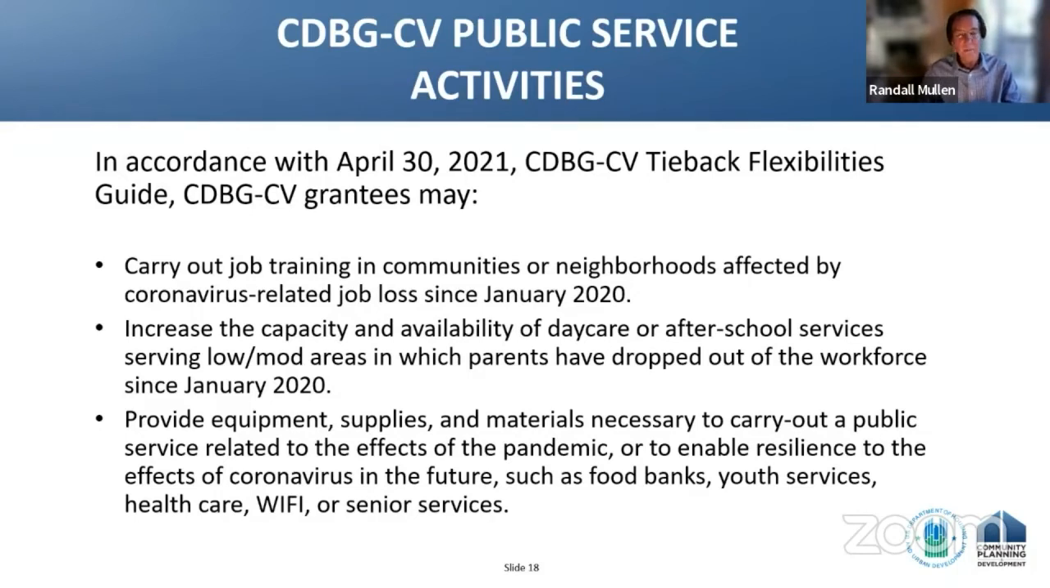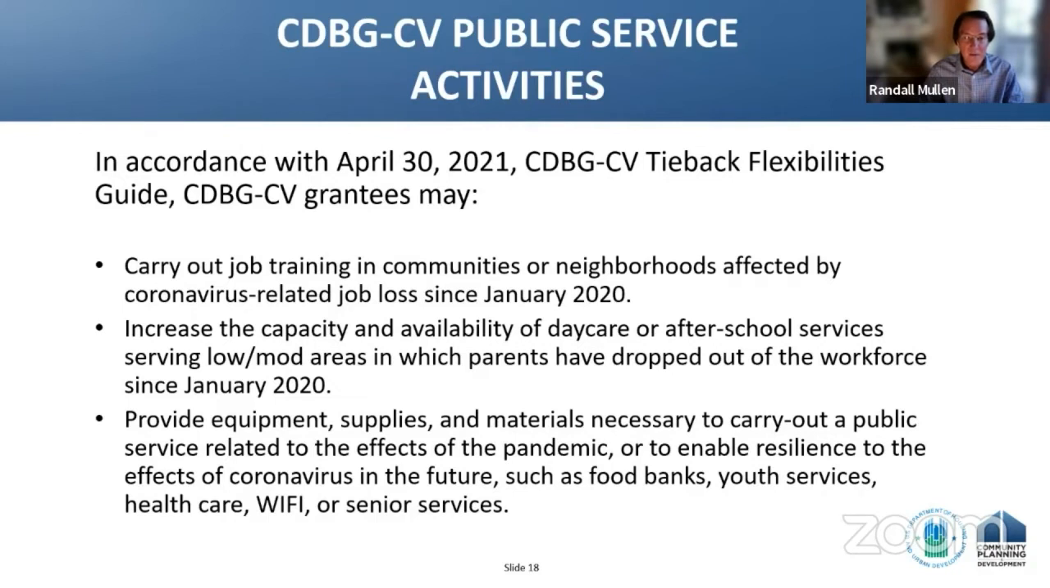As indicated earlier, the CDBG-CV tieback requirement carries with it certain additional flexibilities. The Department of HUD did issue a guide in April of last year, which provides guidance to grantees that actually illustrates how a grantee is expected to tie back the delivery of public services to members of the community who have been impacted by the coronavirus.